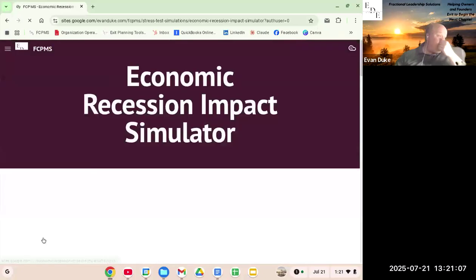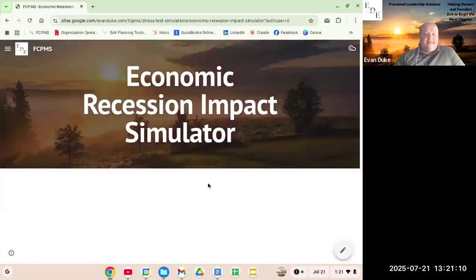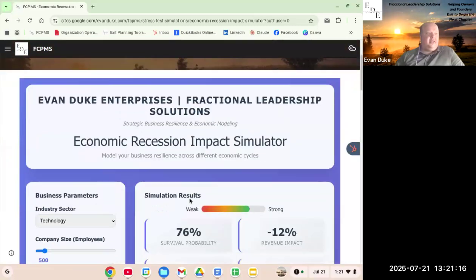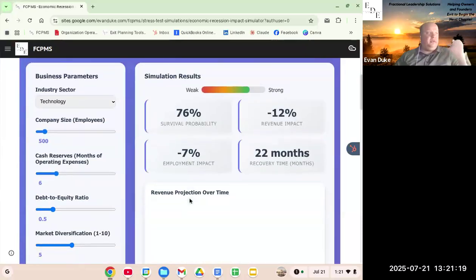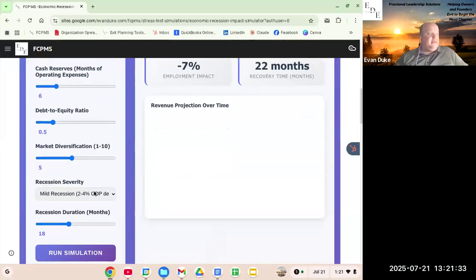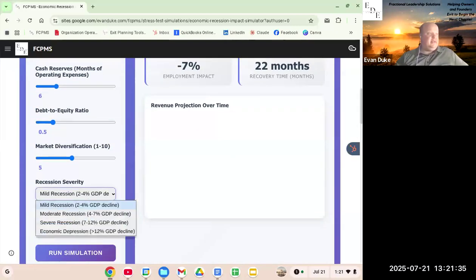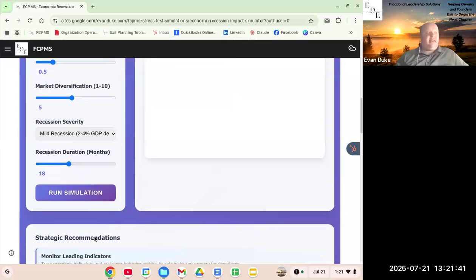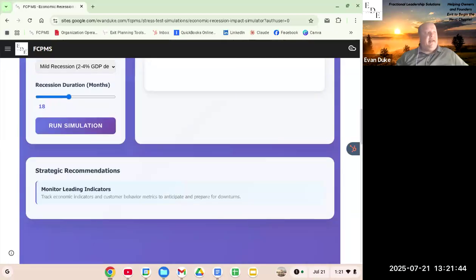Economic recession impact simulator. This is similar to the black swan event, but what it's doing is showing, based on our industry, the simulation results that I just pulled up here. This is just going to show, based on the numbers that we put in, what we can expect if it's a recession. And what's nice is, with a recession, we can select mild, moderate, severe, or even economic depression. All these numbers are aimed at giving us an idea of just how much a recession would hit us.